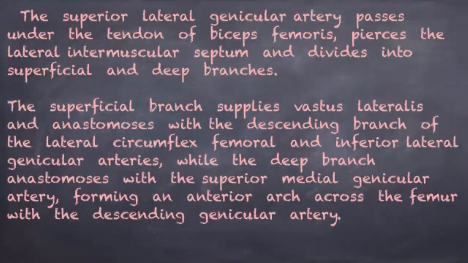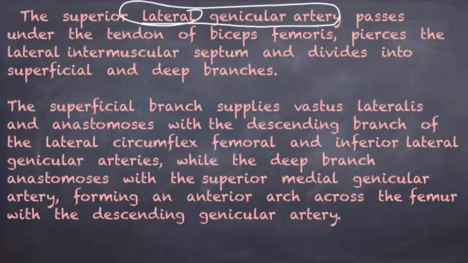The superior lateral, okay, we came to the lateral. Lateral genicular artery passes under the tendon of biceps femoris because laterally there is biceps femoris. It pierces the lateral intermuscular septum and divides into superficial and deep branches, right? The superficial branch supplies vastus lateralis, whereas the superior medial genicular artery branch supplies the vastus medialis.